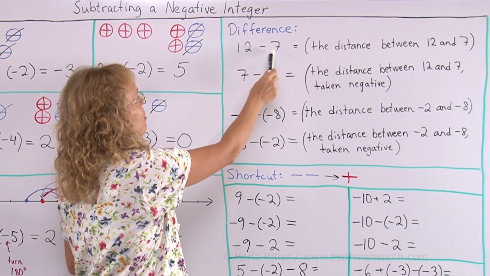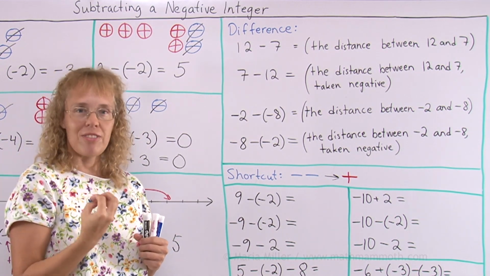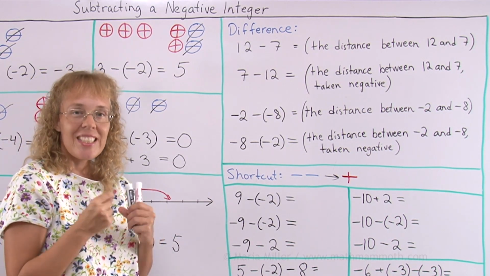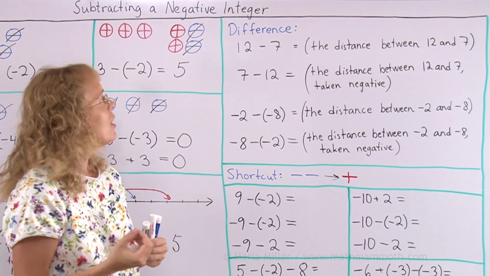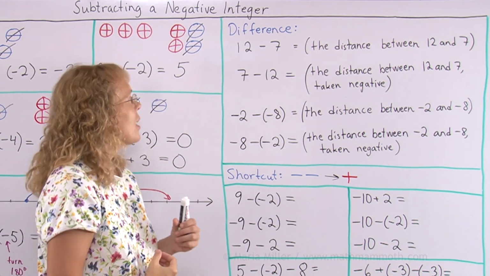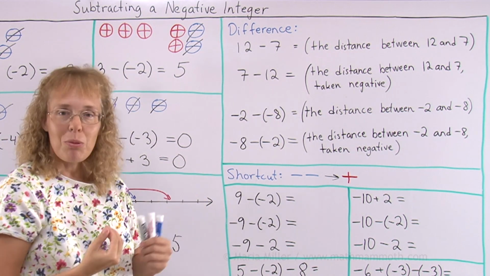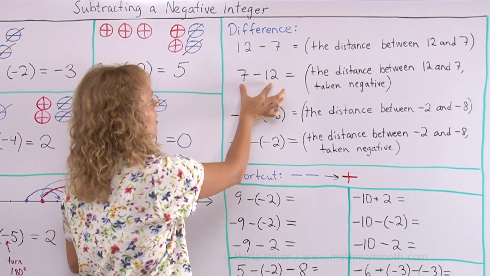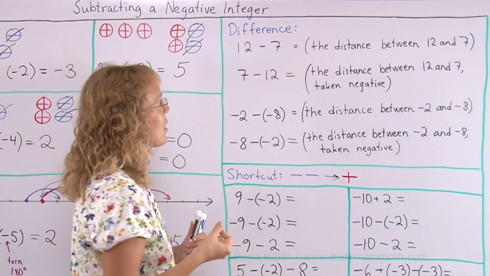If you have 12 minus 7, that's a subtraction problem, but you remember the answer is called the difference of 12 and 7. And the difference, you can think of it as the distance on a number line between 12 and 7. The answer is 5. Okay, 12 and 7 differ from each other by 5 units. Now, if you wrote the numbers just the other way around, 7 minus 12, we know the answer is negative 5. So this here is the difference between 12 and 7, but you take it negative.